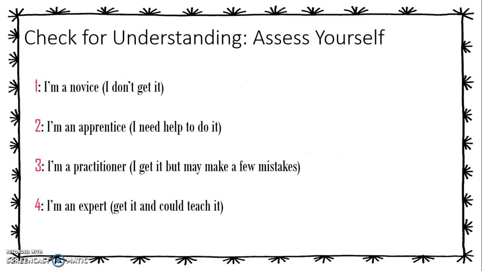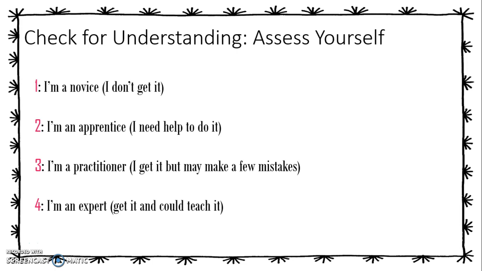All right, I want you to take a quick second to check yourself for understanding. A 1 would be I'm a novice. I don't get it. I have no idea what you're talking about. I really just don't understand. A 2 would be I'm an apprentice. I can do it, but I'm going to need a little bit of help.